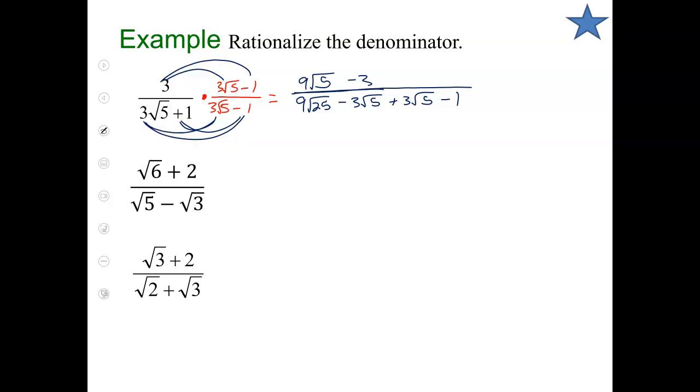I made it bigger, but it's going to become a lot easier because what is that? That cancels out. And then what's the square root of 25? What's 9 times 5? Minus 1. 40.